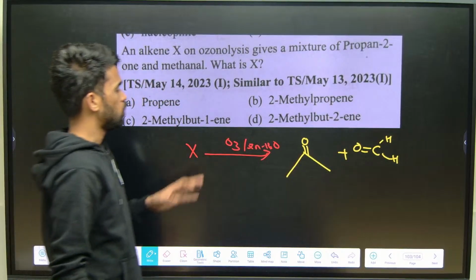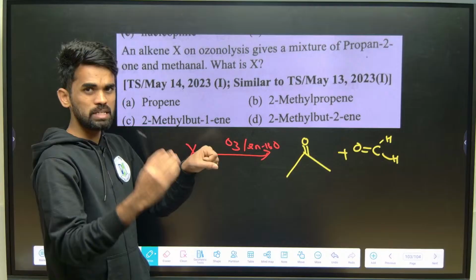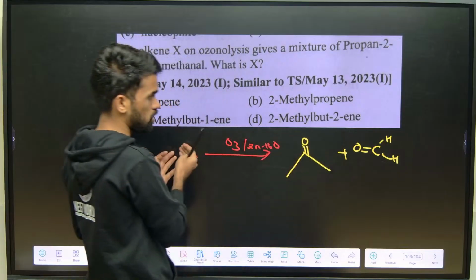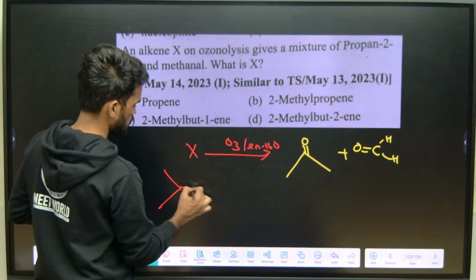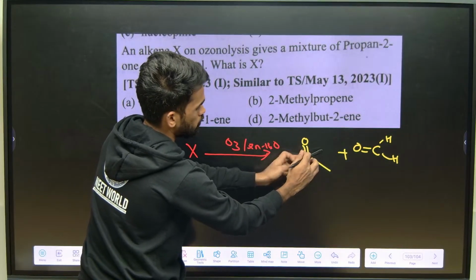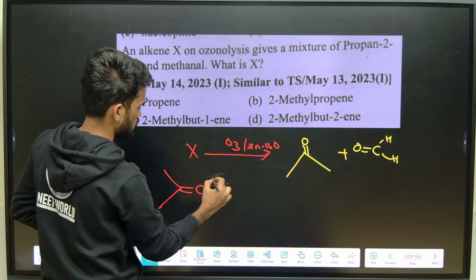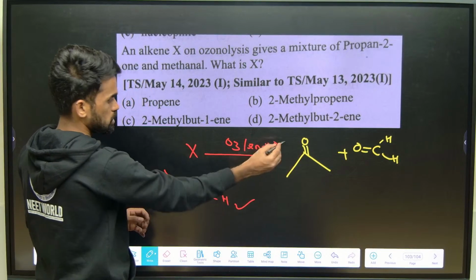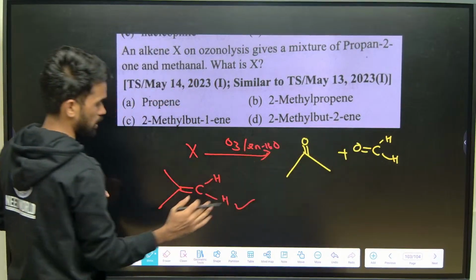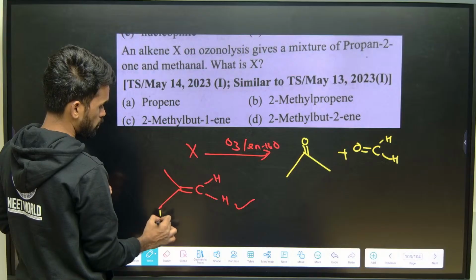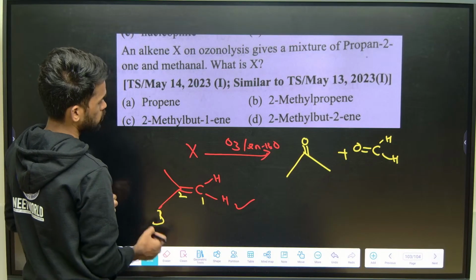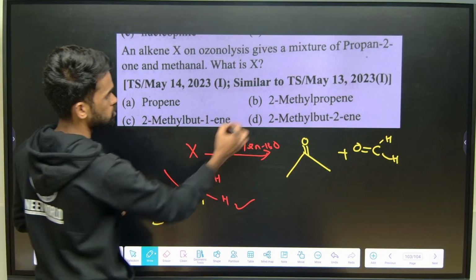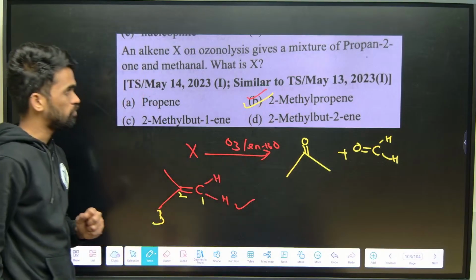So just simple, ozonolysis means nothing but breaking of the double bond and inserting oxygens. So just remove these oxygens and go back to give your alkene. So this is this part. Now combine this carbon with this carbon, so this one like this. That's it. This is your answer for the question, because if you break the double bond here and insert oxygens, you are going to get this one and formaldehyde. So what is the name of this compound? 1 2 3. So this is nothing but 2-methylpropene. 2-methylpropene is your option B for this particular question.